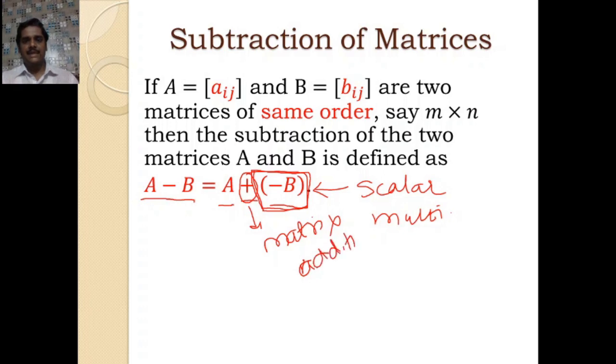So your matrix subtraction is nothing new. It's not a new operation. It is actually a composition of the two operations, composition of scalar multiplication and matrix addition. But in practical use, we don't use this concept to get A minus B. What we do practically is simply go for component wise subtraction. The way we used to do addition, in a similar way we do the subtraction.